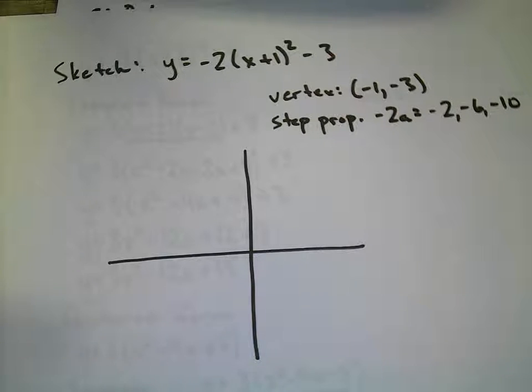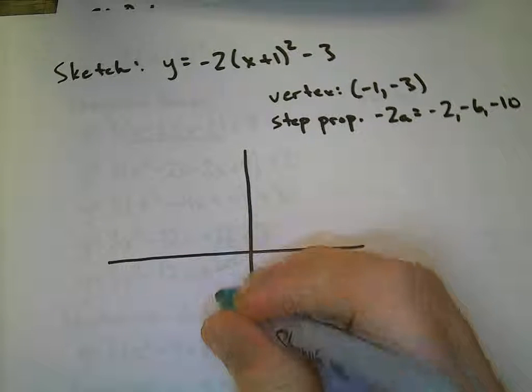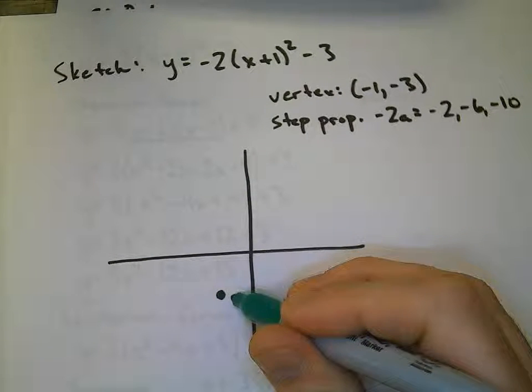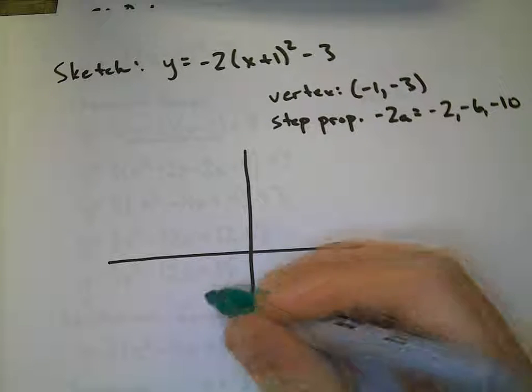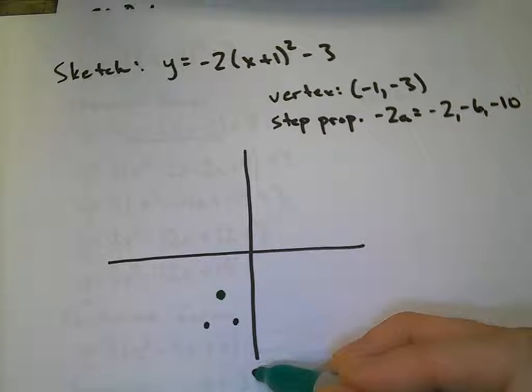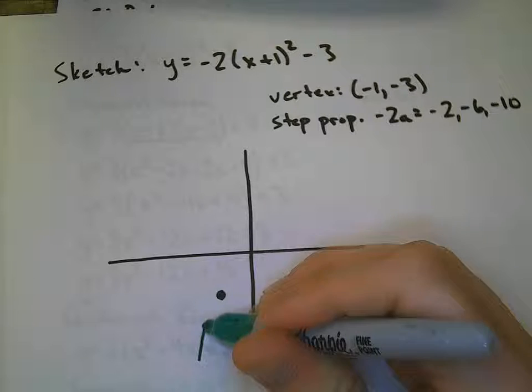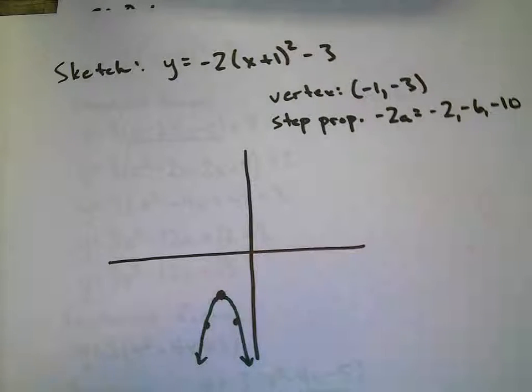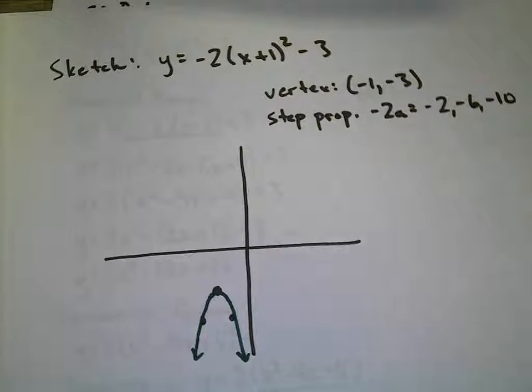So you go to negative 1, negative 3, somewhere around there on your Cartesian plane, and you would go right 1, down 2, left 1, down 2, and you go right 1, down 6, etc. And you would be able to graph your quadratic equation. And I hope that basically tells you more information that could help you study for your test tomorrow.